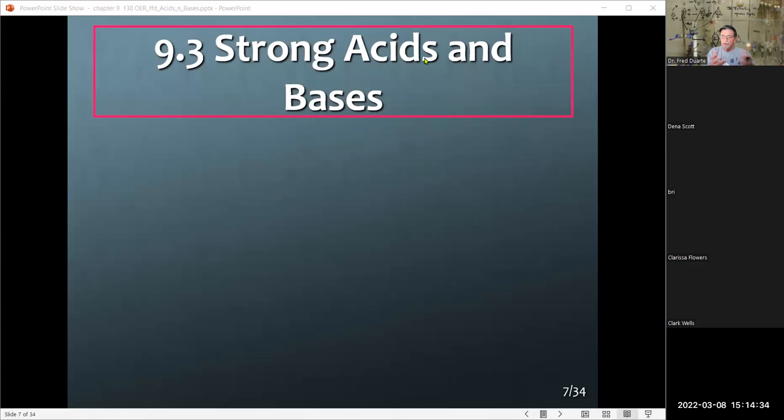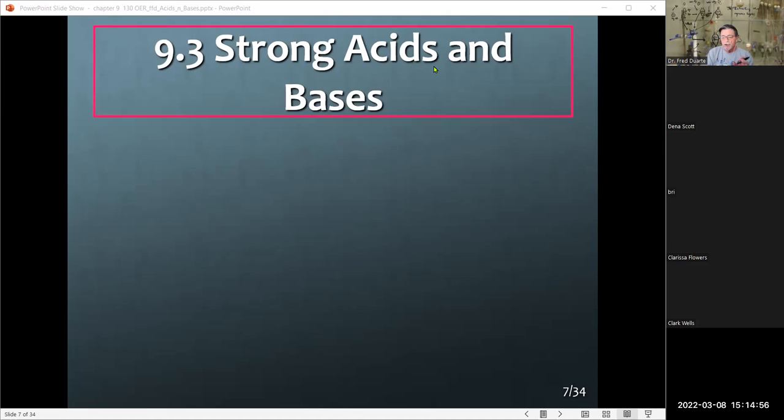A good example of a weak acid would be acetic acid. Acetic acid is an acid, but it's very weak compared to hydrochloric acid, which is strong. And the only difference between the two is the amount of material that dissociates in an aqueous solution. Simply put, that's what it is.